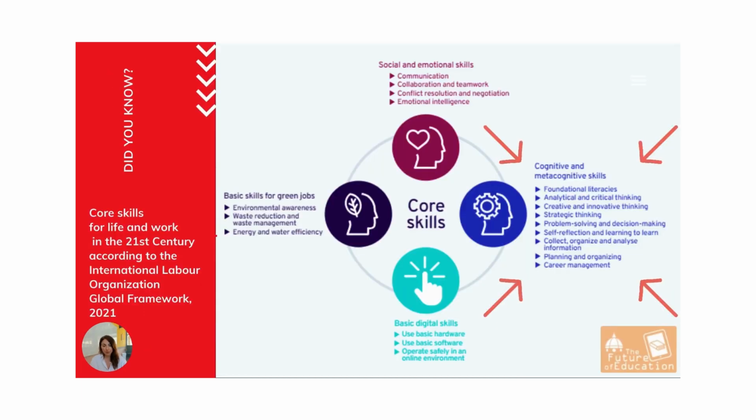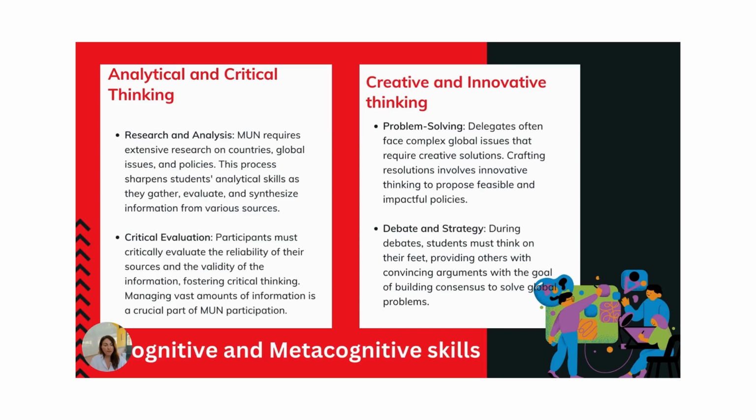They also learn how to delve into global issues, appreciate the complexities of international relations, and the human impact of these issues. Moving on to the second category of educational benefits, those are the development of cognitive and metacognitive skills. Analytical and critical thinking is the first set. MUN requires extensive research on countries, global issues, and policies, and this sharpens students' analytical skills as they gather, evaluate, and synthesize information from various sources. They also learn how to critically evaluate the reliability of their sources and the validity of the information they find. They need to learn how to handle these vast amounts of information, which is a crucial part of MUN participation.